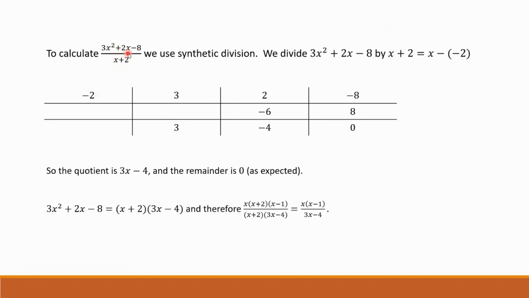The coefficients of the dividend, right? x plus 2 is the divisor. This polynomial is the dividend. We get 3, we get 2, we get negative 8. Those are the coefficients, and the constant term. We bring this 3 down. We multiply, put the result here, and add. So we have negative 2 times 3 is negative 6. Put it over here. We add, we get negative 4.